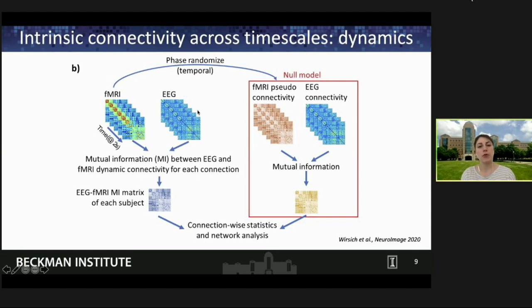We did the same for coherence in EEG for every given frequency band. So this is an example for one frequency band. And then we estimated for each connection, so each point of this connectivity matrix, the mutual information over time between the EEG and fMRI. We then compare that mutual information to mutual information from an appropriate null model, and then we just do a statistical comparison.